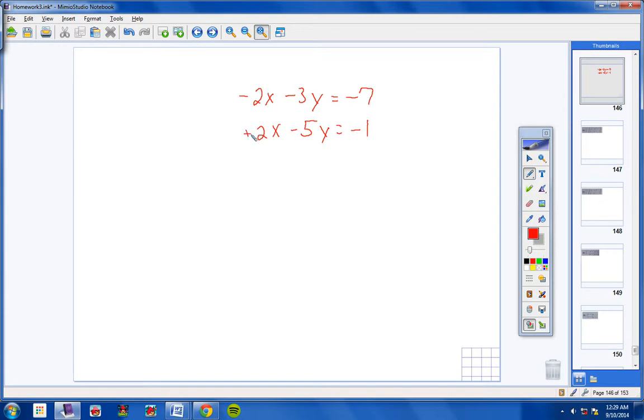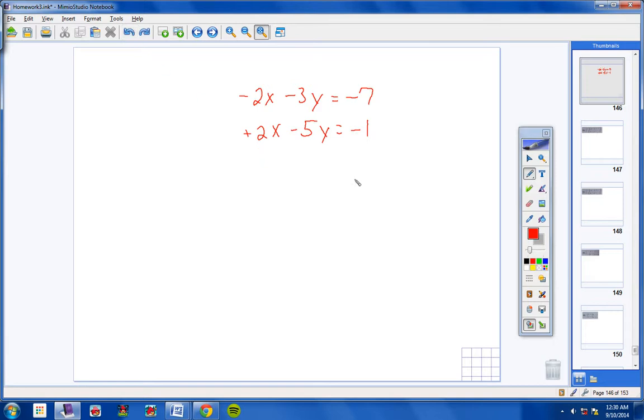So now, let's use the substitution method, okay, students? The substitution method. Now, usually, you're looking for a variable that does not have a number with it. And in this case, this x has a number, this x has a number, this y has a number, and this y has a number. So we're in a little bit of trouble, okay? So here's what we're going to do.